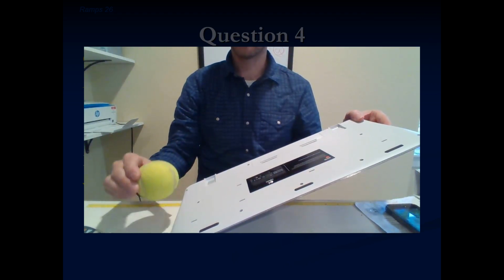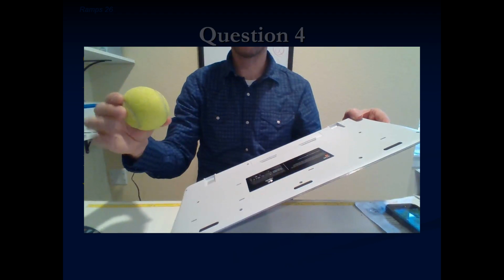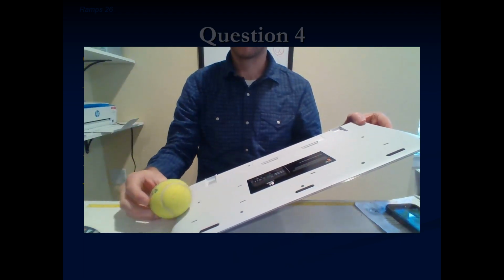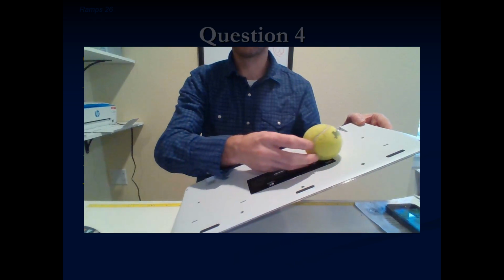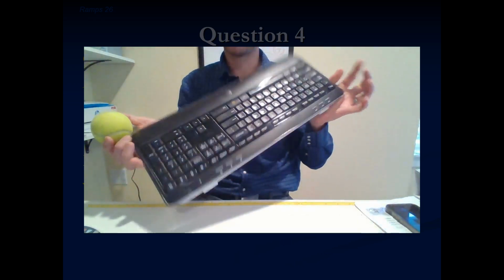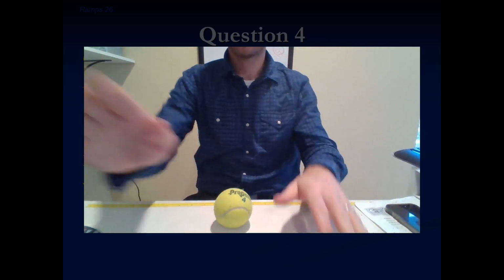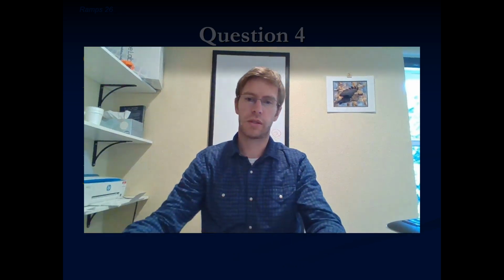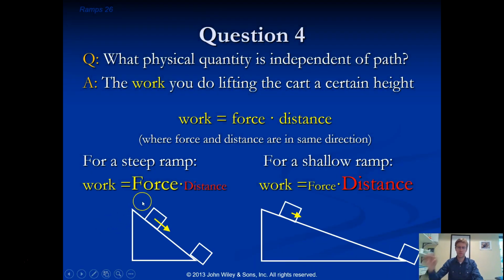Now if I lift it straight up, it's a harder force, but I do it over a shorter distance. When I push it up the ramp, it's a much easier, lesser force, but it's covering a much greater distance. So the work you do is the same either way, but the amount of force is different as well as the distance. And so what we find is that work is defined as being equal to the force applied to an object multiplied by the distance over which that force is applied. So you have to make sure that your force and your distance are in the exact same direction.